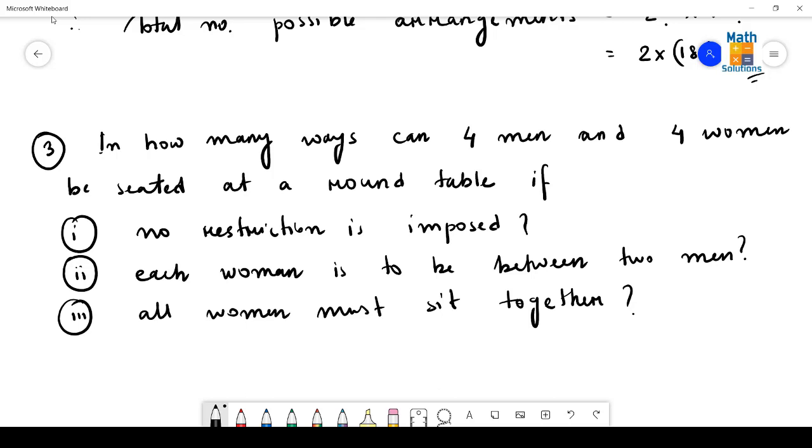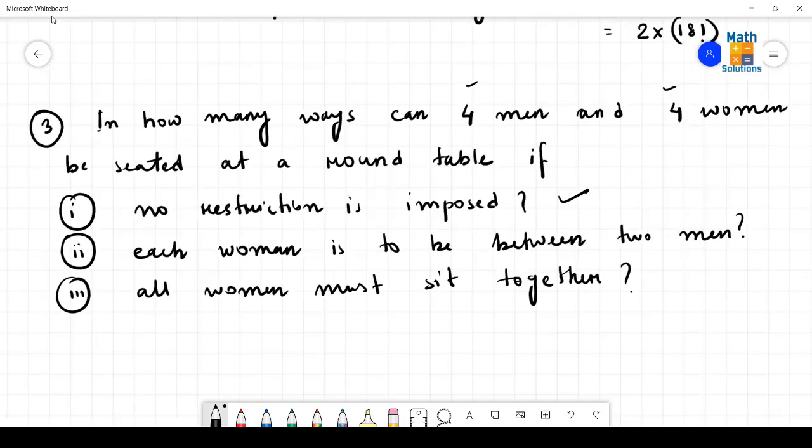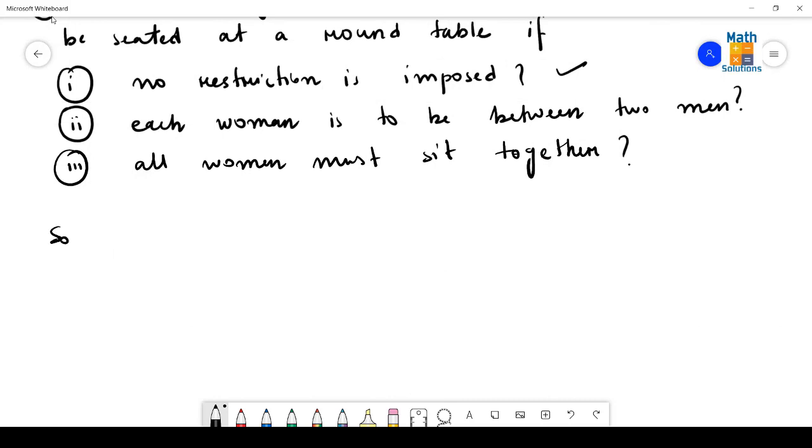So coming to the first question, no restriction is imposed here. So in what way the men are to be arranged, in what way women are to be arranged, no such condition is given. So directly we are going to consider the total number of persons as 4 plus 4 is equal to 8. For circular permutation the formula is factorial n minus 1. So in place of n I am going to put 8 there and directly get the result for the first question. So solution part. Here the first question, when no restriction is imposed.